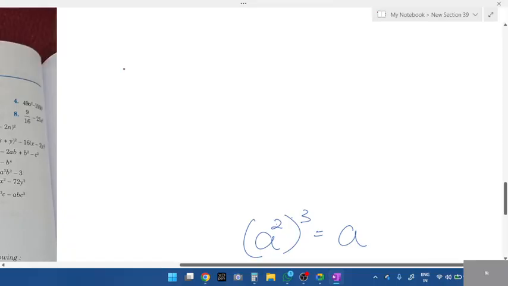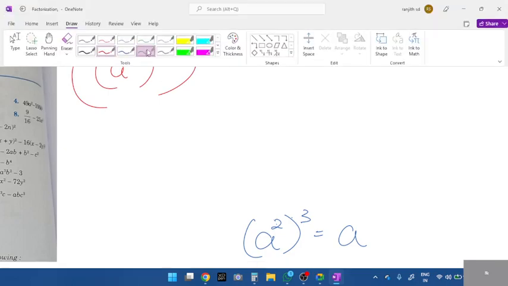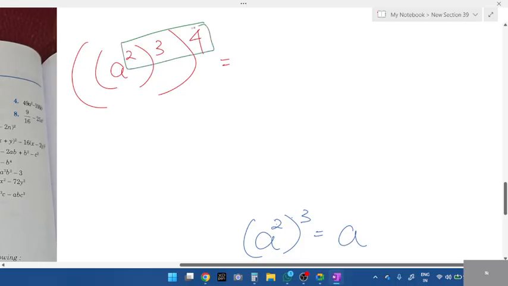Next question. A to the power of 2, 3, 4. Total how many powers? 3. So very simple. Just open the bracket. 2 into 3 into 4. 2 3s are 6. 6 4s are 24. A to the power of 24. Is it clear?